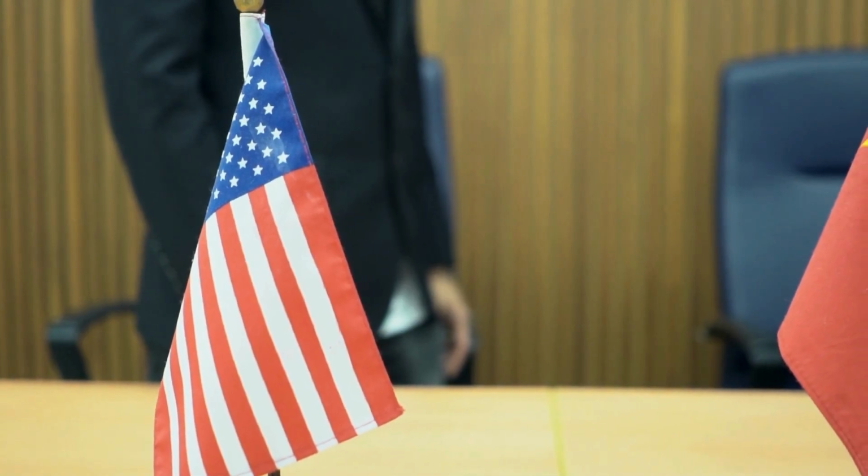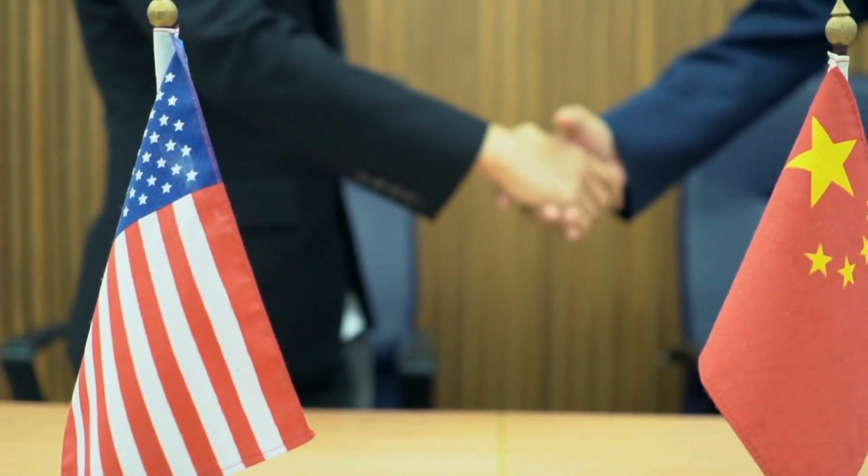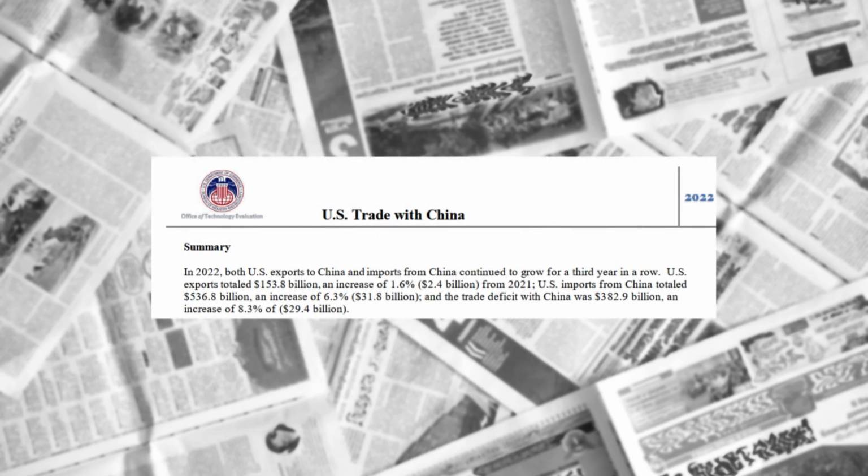The United States and China are a great example of two countries who trade extensively with each other but don't seem to get along very well. In 2022, China purchased $150 billion worth of US exports at the same time that the US purchased over $500 billion worth of Chinese exports, making China the largest supplier of goods to the United States.